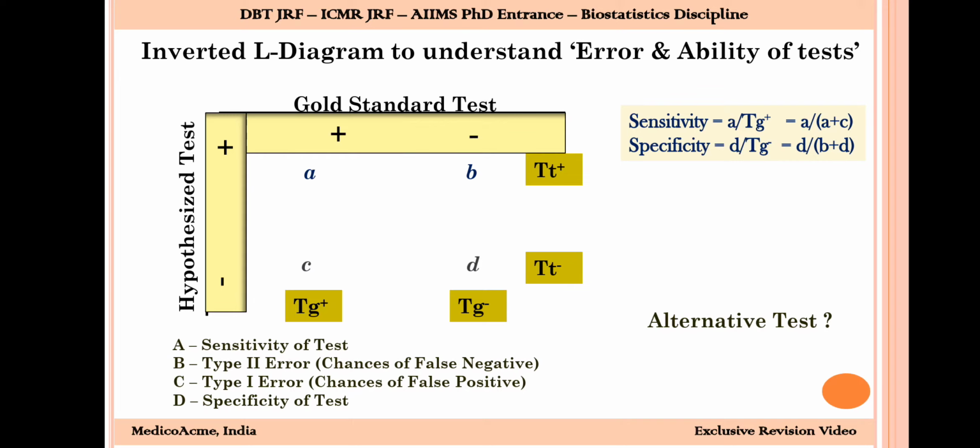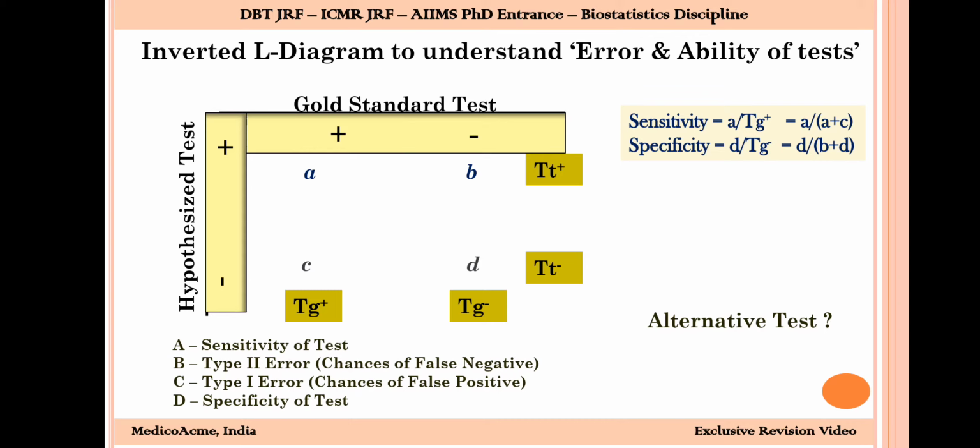Sensitivity equals A by TG positive. It means that you have got the positives out of all the gold standard positives. That is sensitivity. Specificity is again, you have found it negative out of all the gold standard negatives, TG negative. In your experiment you have found some positive values, most of the positive values, but how much positive out of the gold standard positive is the sensitivity.